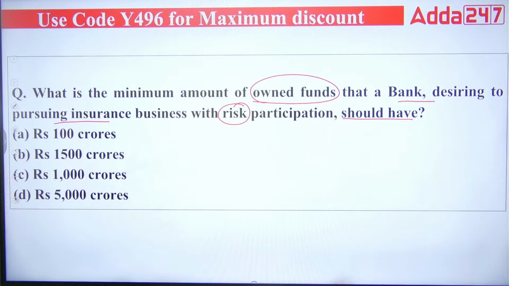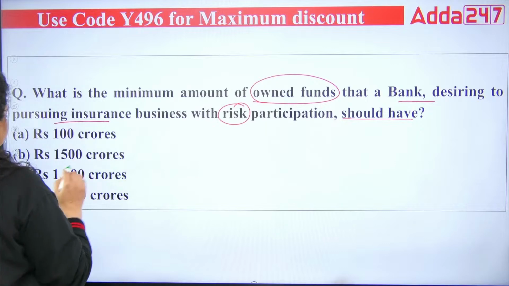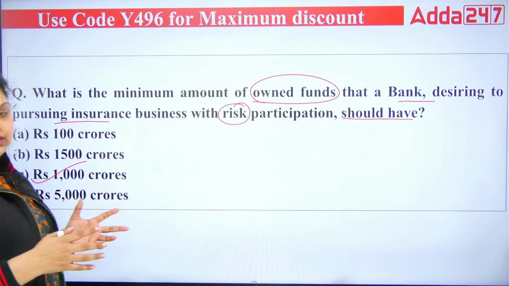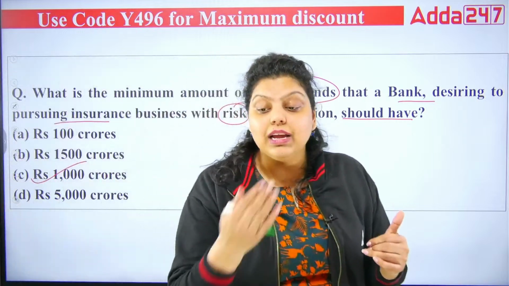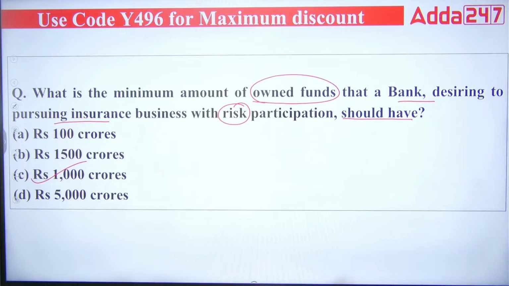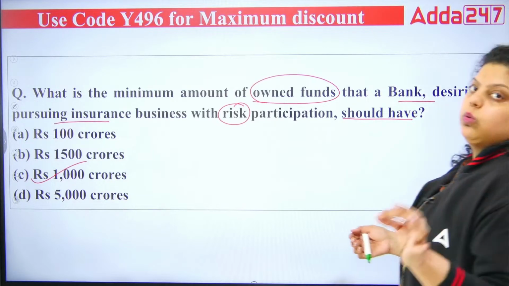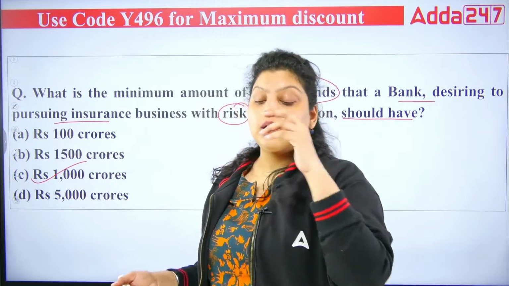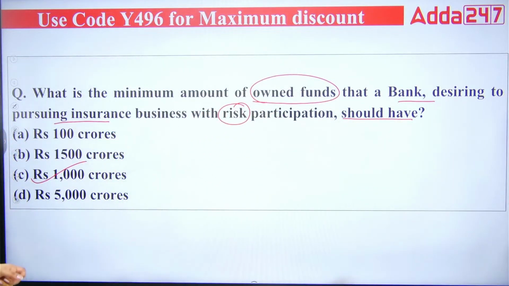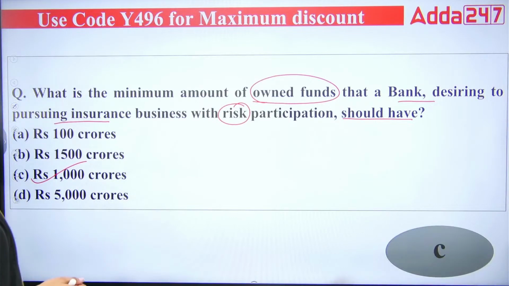Okay, so the right answer here will be 1000 crores. The minimum amount of owned funds that a bank desiring to pursue the insurance business with risk participation should have is a net owned fund of 1000 crore, then only the bank will be allowed to participate in this service. Okay, now the second question. So the right answer will be your C option.